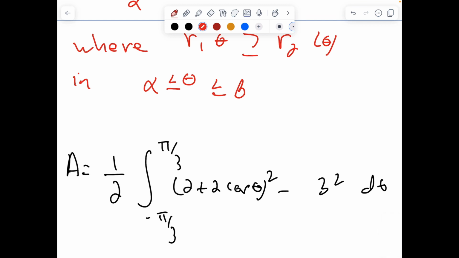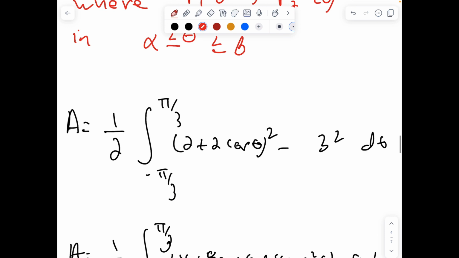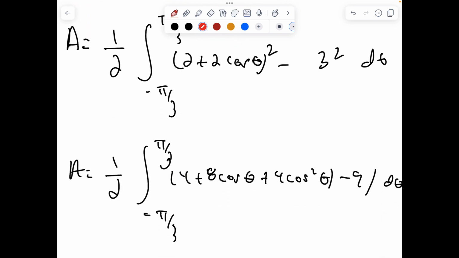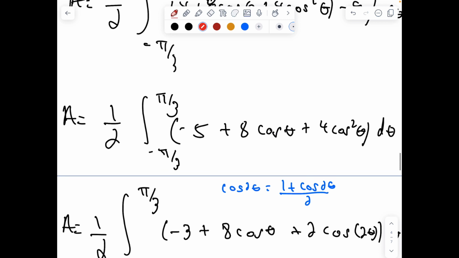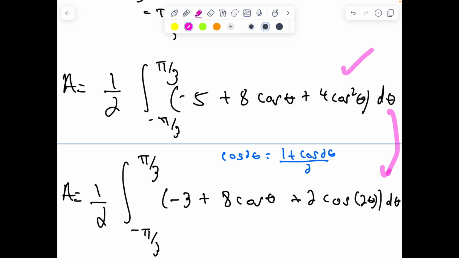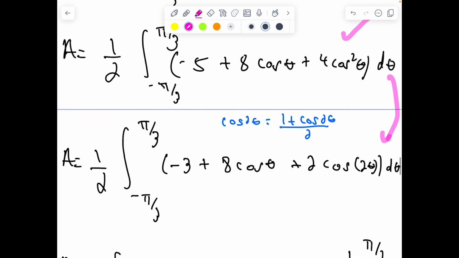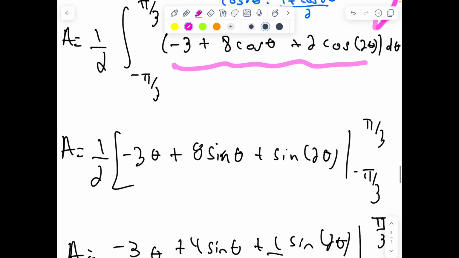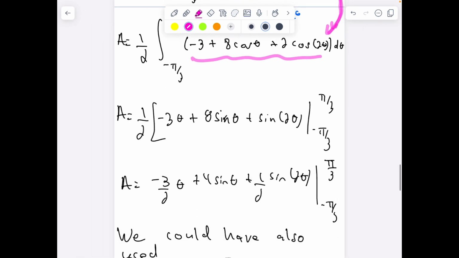What I would do is FOIL the 2 plus 2 cosine theta out and subtract the 3 squared, which is the 9. And you get this expression right here. From this line to the next, I used the identity cosine squared theta equals 1 plus cosine 2 theta over 2, because you can't integrate that 4 cosine squared directly. So all of that turns into what you see right here. You can go ahead and integrate that as such, and then plug in your limits of integration, which I'll let you do.